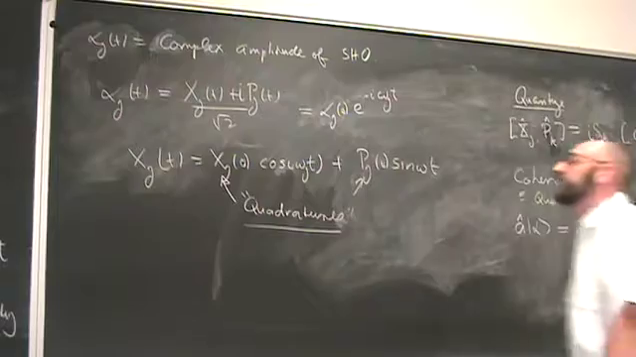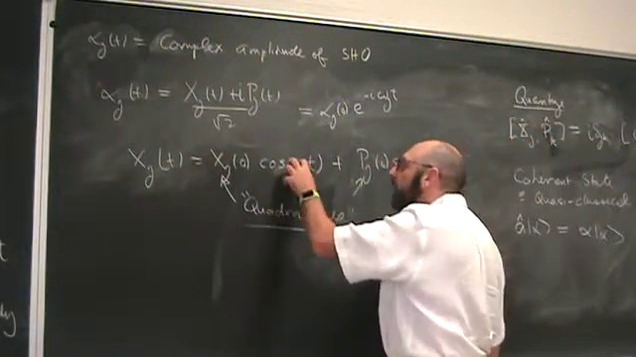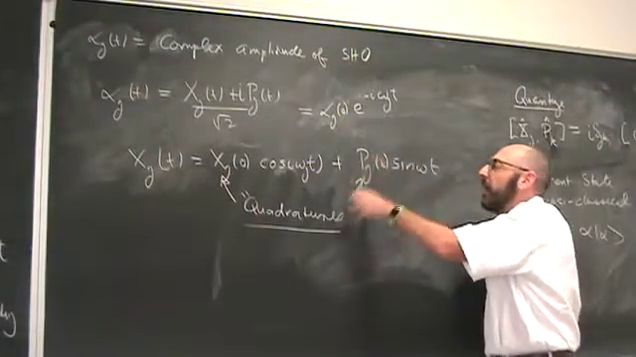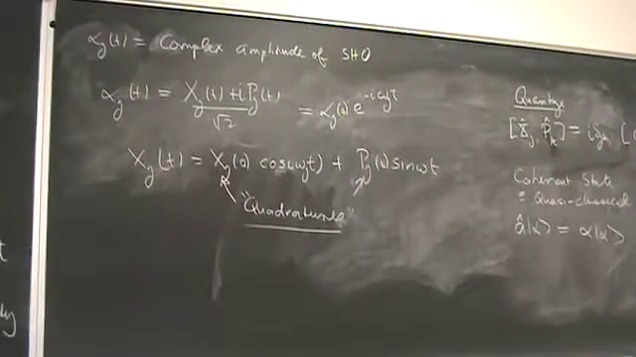The quadratures tell me about how much of this thing is oscillating like cosine and how much is oscillating like sine, with some fixed definition of what zero phase means. Okay, so it's always relative to some reference that we're calling zero.